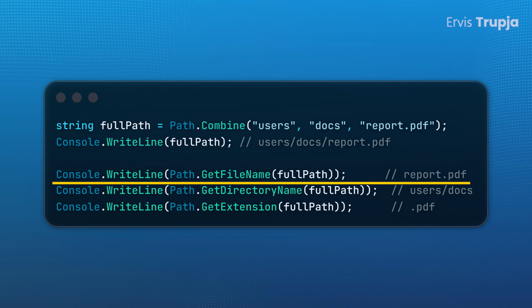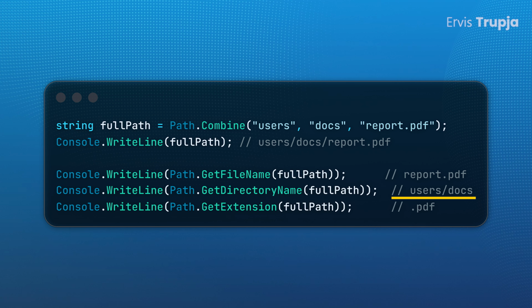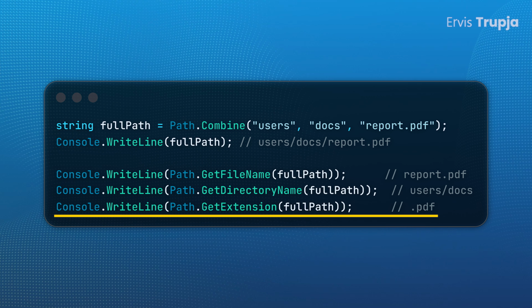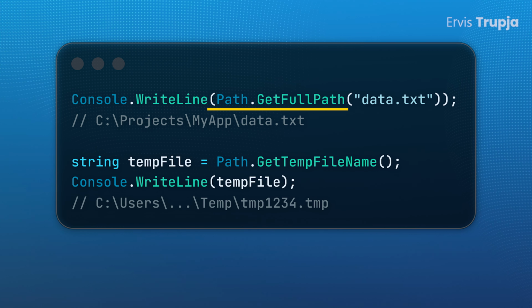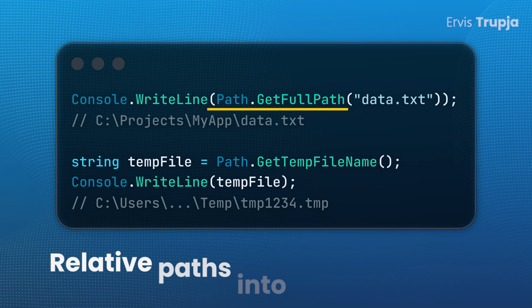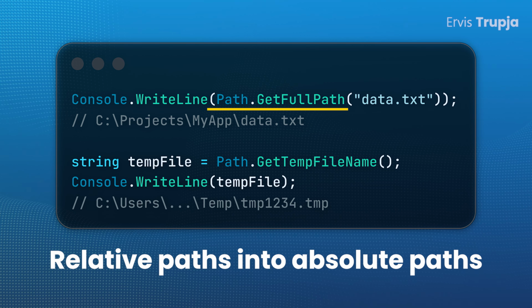The Path.Combine creates correct paths regardless of the operating system. Methods like GetFileName, GetDirectoryName, and GetExtension extract specific parts of paths for analysis or manipulation. Normalize paths with Path.GetFullPath, which resolves relative paths into absolute paths.